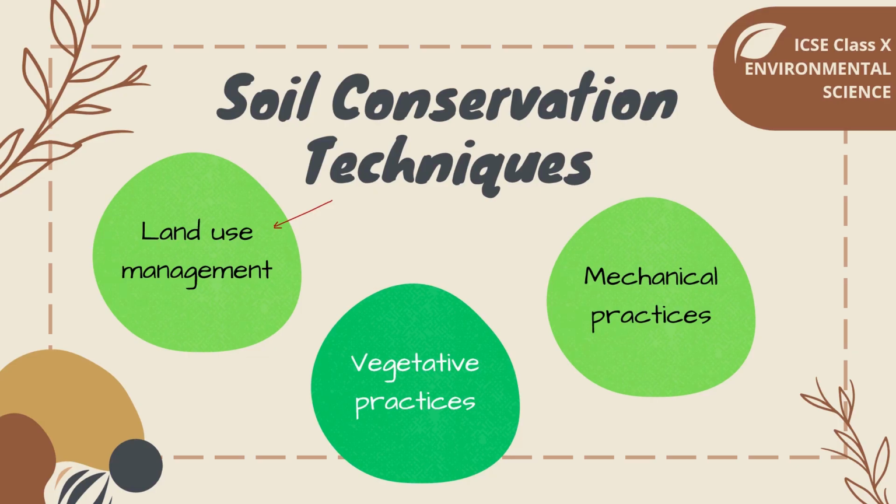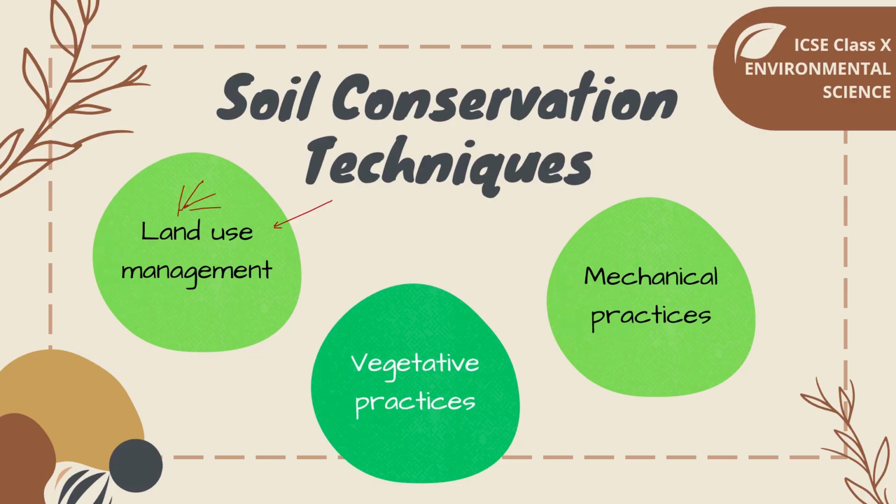So the first way in which you can conserve soil is by land use management. Now, land use management is basically using a land within its capabilities. See, there are different types of land use. You could have crop land, pasture land, wood land, wildlife land, recreational land, different types. You can use the land for different purposes.